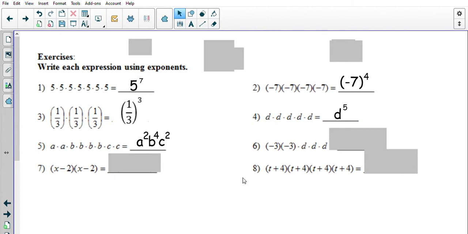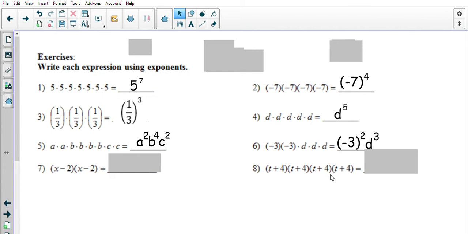Number 6, negative 3 times negative 3 times d times d times d is negative 3 in parentheses to the 2nd power, since that base is negative, times d to the 3rd power, or d cubed. It's really important that you either put a multiplication sign in this space right here, or don't put anything at all. Sometimes students will put plus signs there, and we do not want to add negative 3 to the 2nd power and d cubed, so be careful.